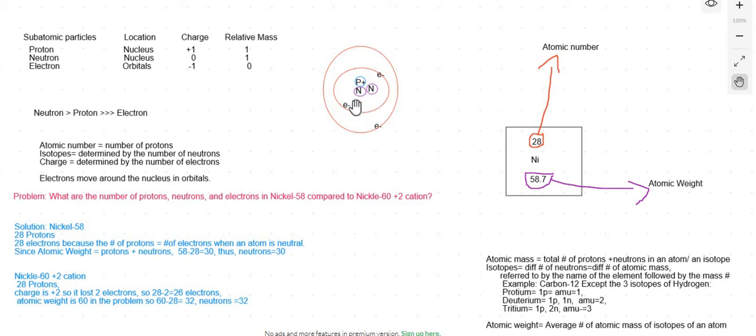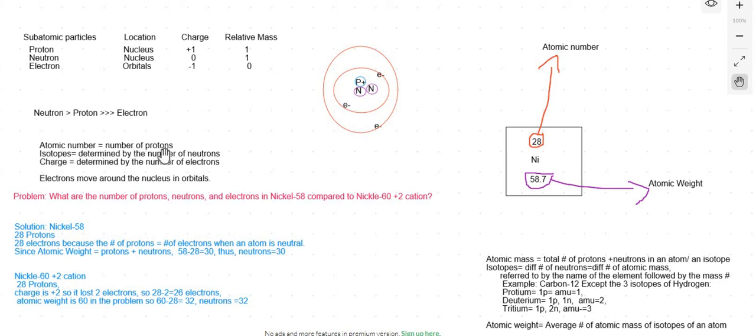Neutrons are also found in the nucleus. Their charge is 0, they're neutral, and their relative mass is also 1. Electrons are found around the nucleus in the orbitals. Their charge is -1 and their relative mass is 0. Neutrons are a little bigger than protons and protons are a lot bigger than electrons.